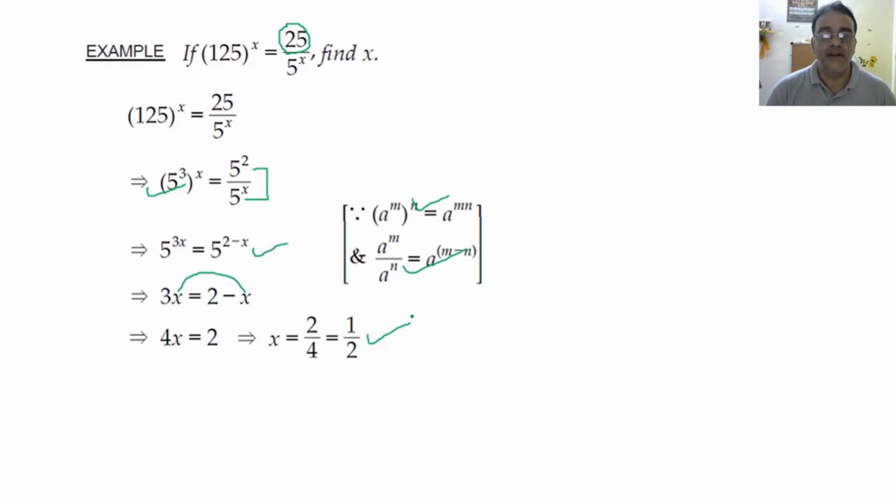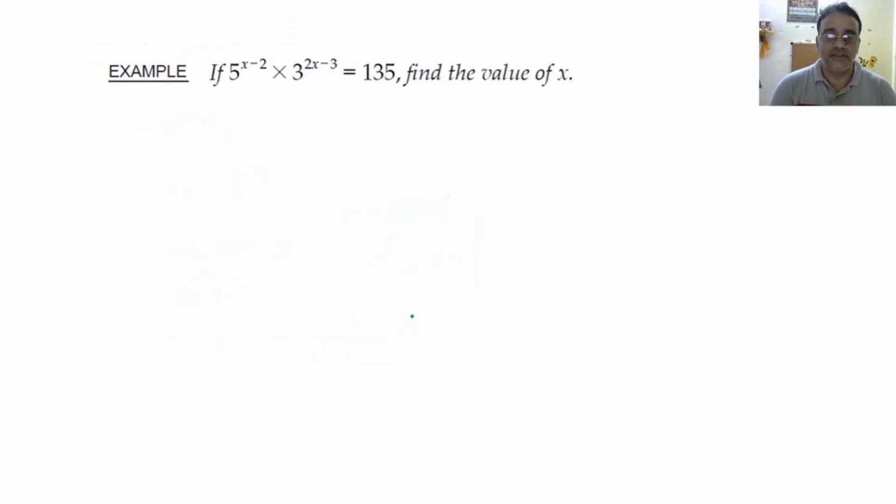No, sir. Now, last question. This is the last question of today's session. 5 to the power x minus 2 into 3 to the power 2x minus 3 is equal to 135. Now see carefully, we have two different bases here, 5 and 3. So in this type of question, we will convert it into the form of bases 5 and 3.